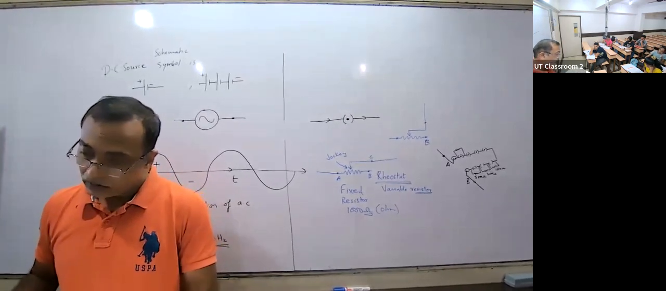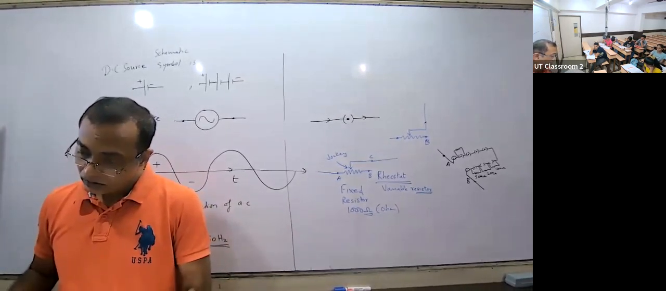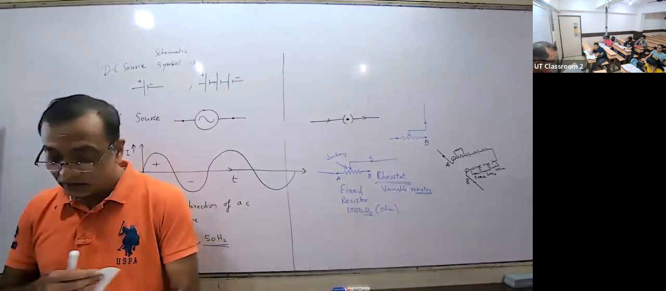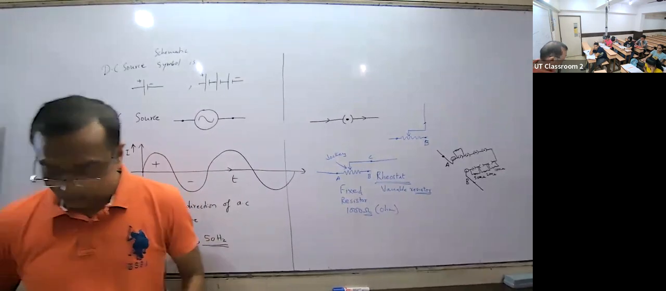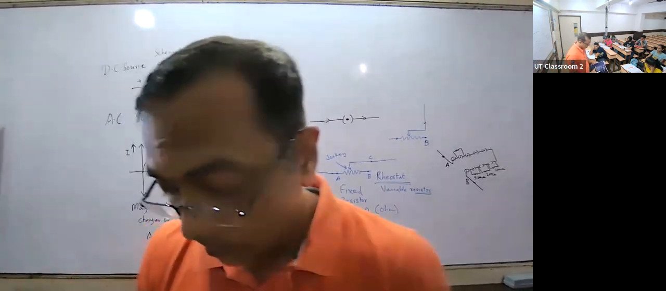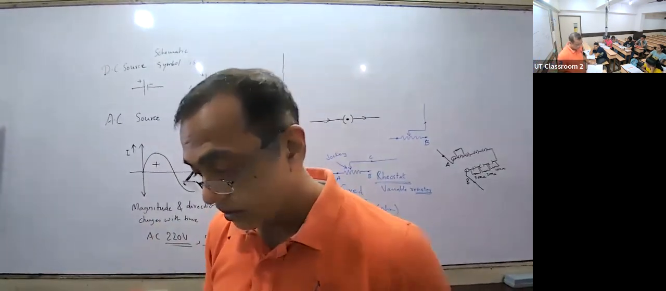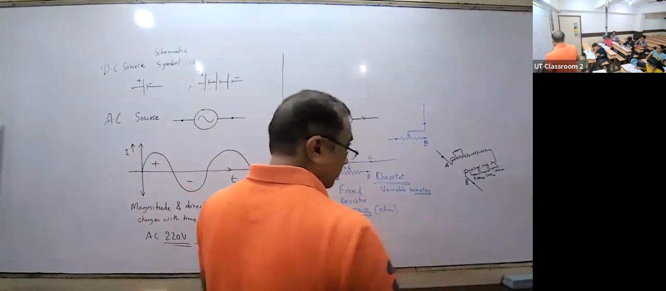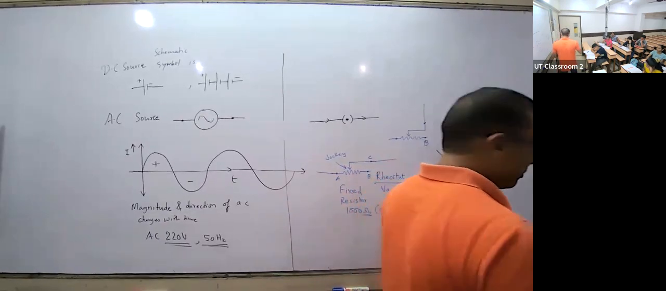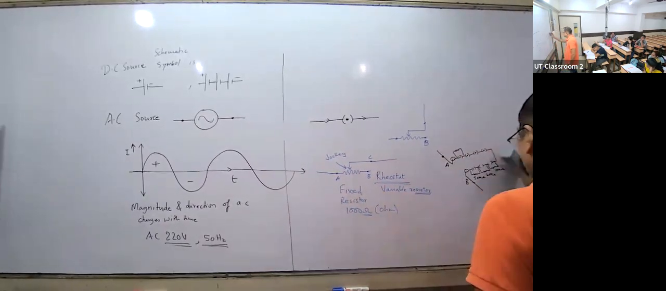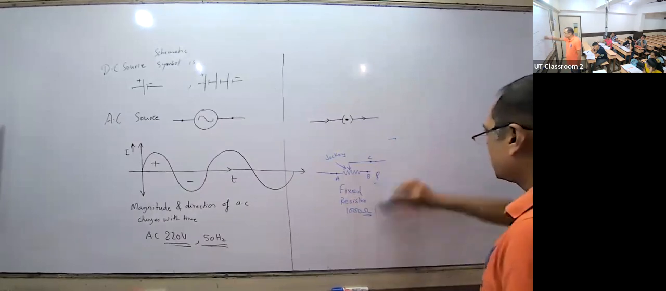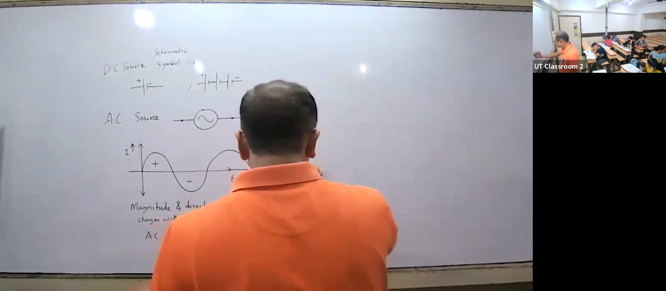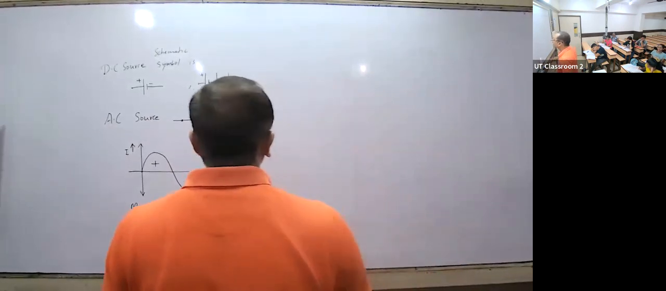Okay. Next is insulators and conductors. Do you have any questions still here? Next is insulators and conductors. So what is insulator? What is conductor? Tell me. Conductor is something which conducts electricity. That means which allows current to flow through it. And insulator is something which doesn't allow. So which will have high resistance, conductor or insulator?